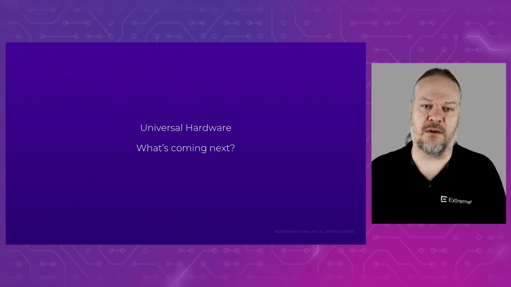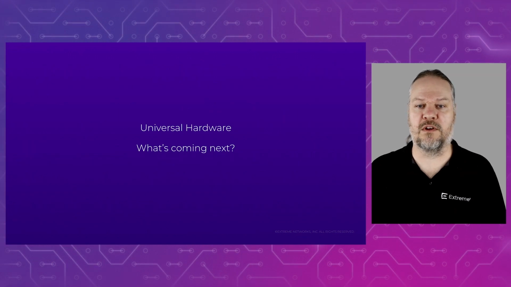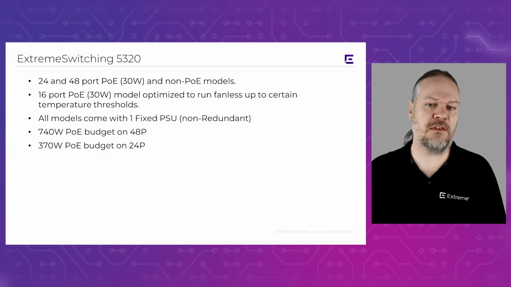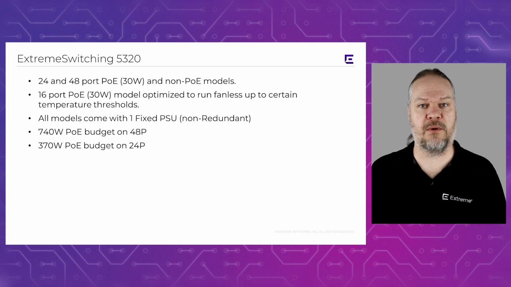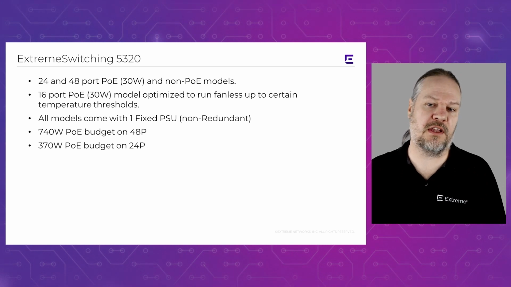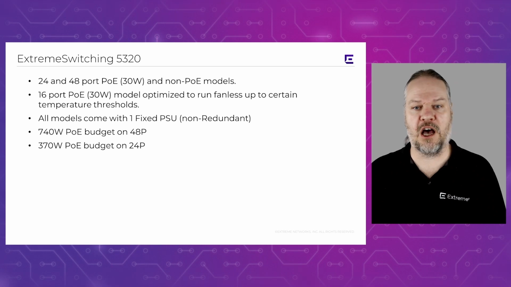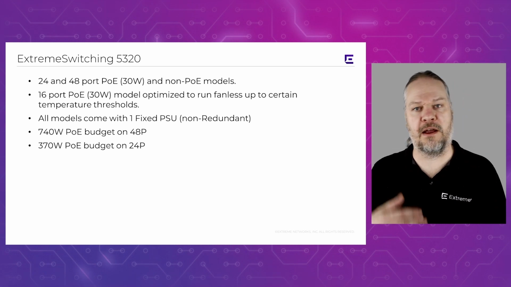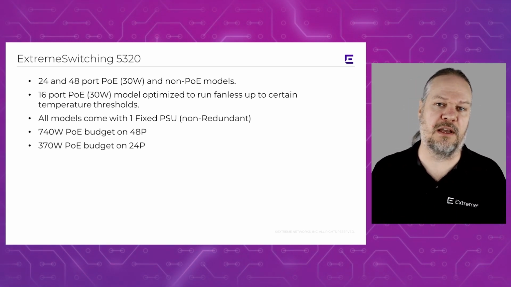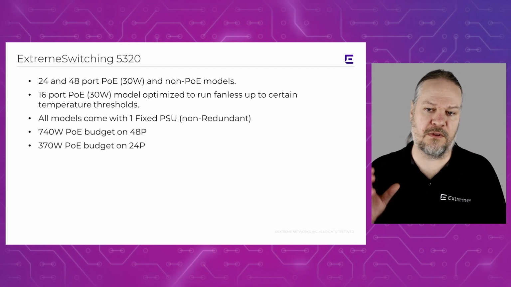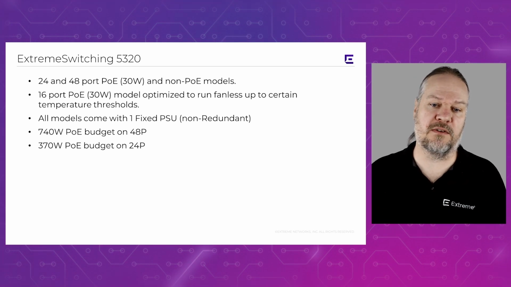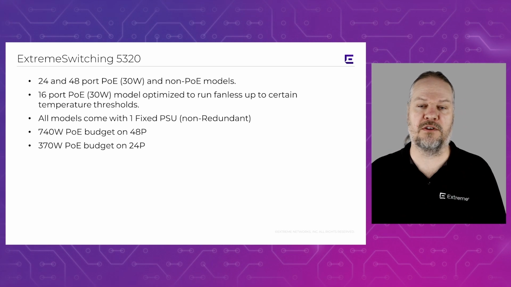So what's next for universal hardware? Well, obviously Extreme have plans for many more universal hardware switches, but the next one in line is the 5320. The 5320 will provide 24 and 48 port PoE and non-PoE configurations, as well as a 16-port version that will be optimized to run fanless up to certain temperature thresholds. So this will allow it to be used in places like open office areas where performance is important but noise from fans could be an issue. The 5320 will come with a single non-redundant power supply, and it will support 370 or 740 watt PoE budgets. So keep an eye on Extreme's website for more information on the 5320. It's due to be released soon.